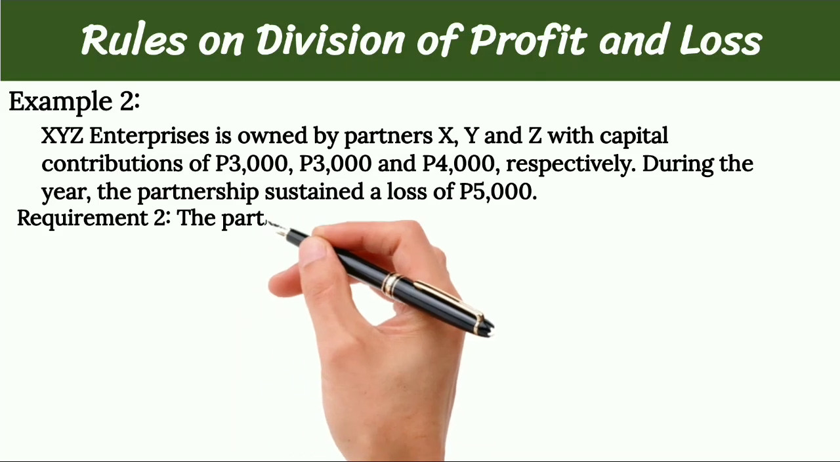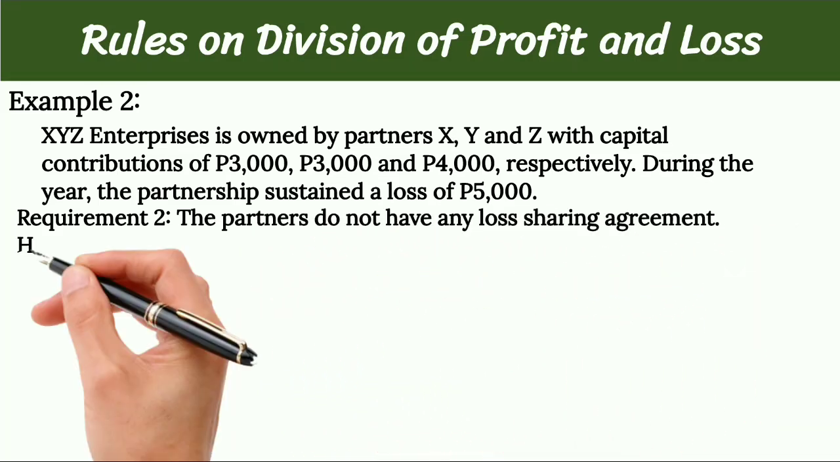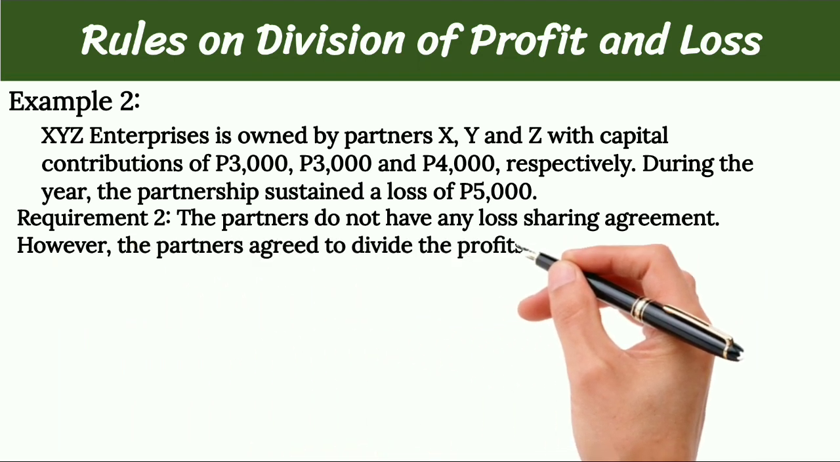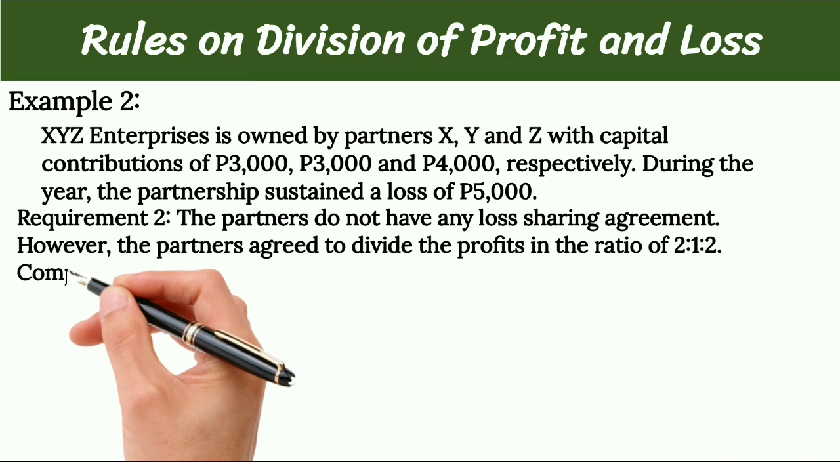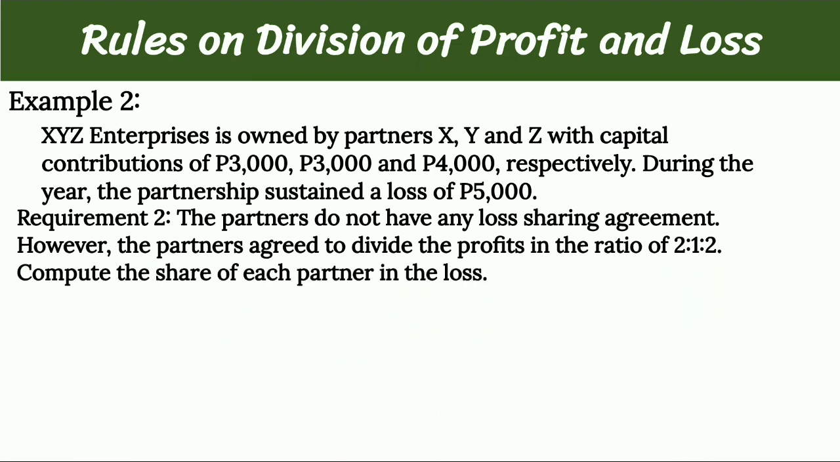Next, requirement number 2, the partners do not have any loss sharing agreement. However, the partners agreed to divide the profits in the ratio of 2 to 1 to 2. Compute the share of each partner in the loss. So, meron silang profit sharing agreement pero walang loss sharing agreement. In this case, hatiin nila yung loss according to their profit sharing agreement.